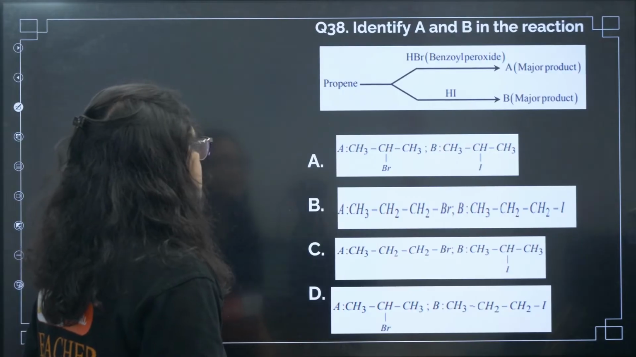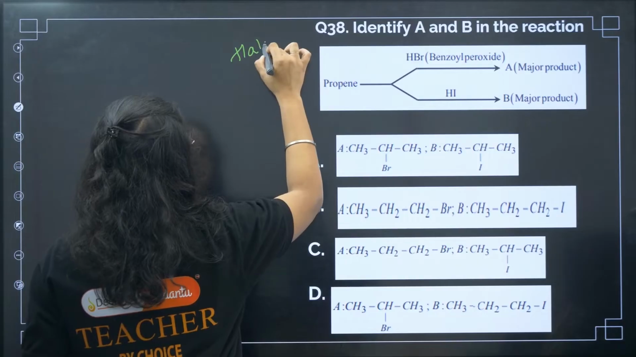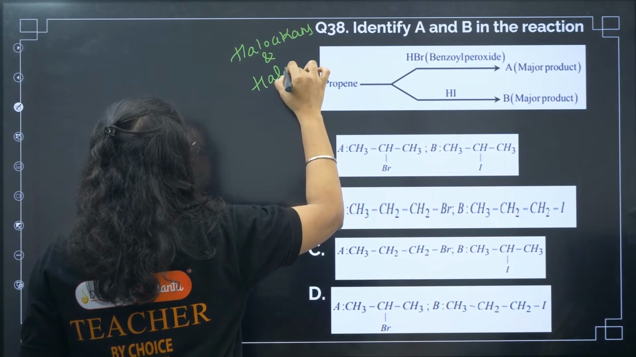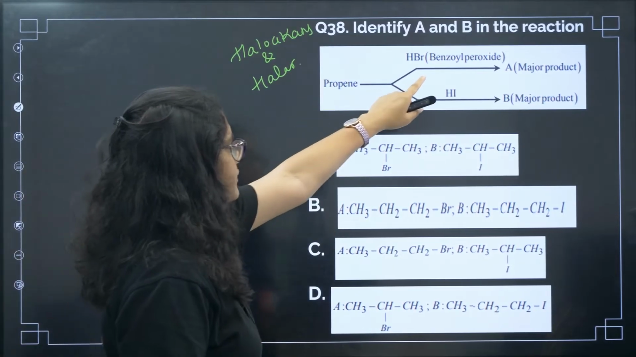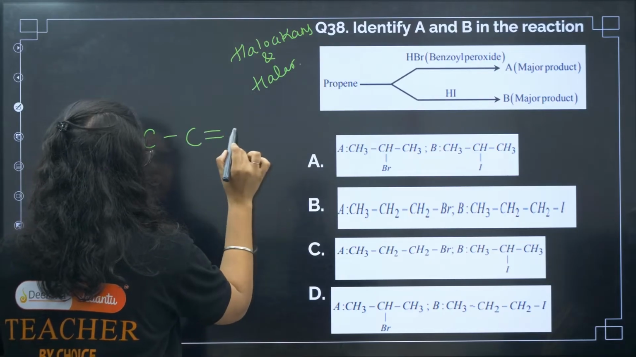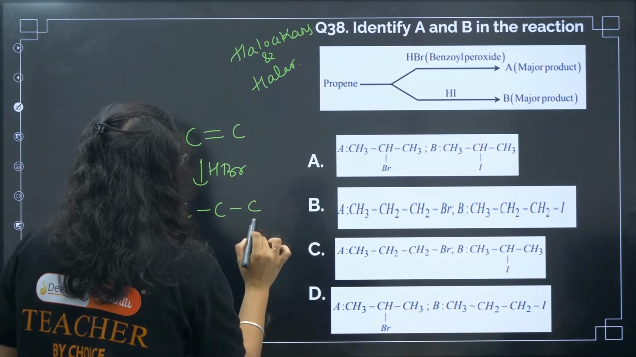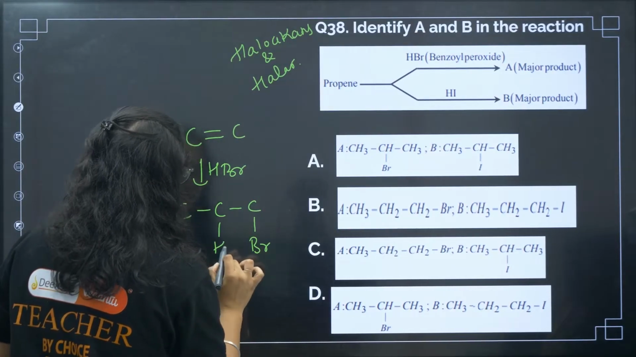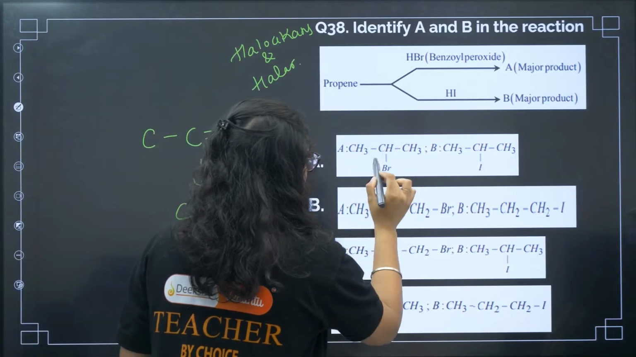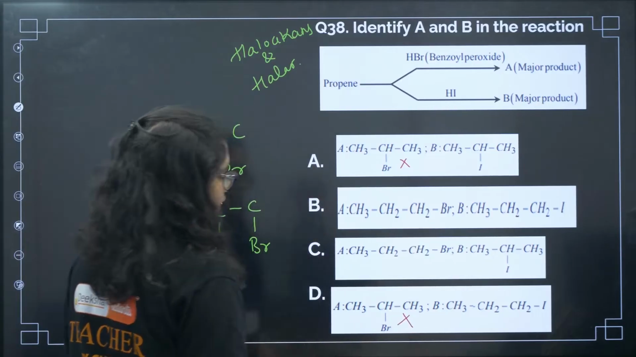Now coming to question number 38, again we are with the topic of haloalkanes and haloarenes, a very important topic. HBr with peroxide will show you anti-Markovnikov's rule. So if you have propene and you add HBr, anti-Markovnikov's rule, then we will get Br here and H here, right? The last carbon should have Br. So here you see the center carbon is having Br, so we can eliminate. Here this can be the answer, this can be the answer, this also we can eliminate.